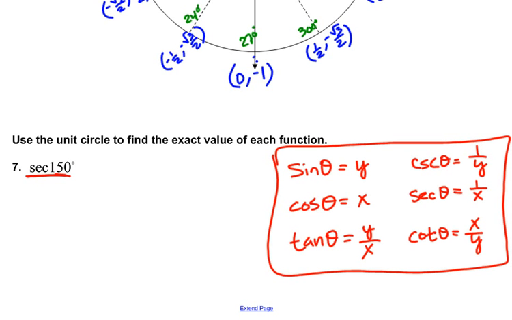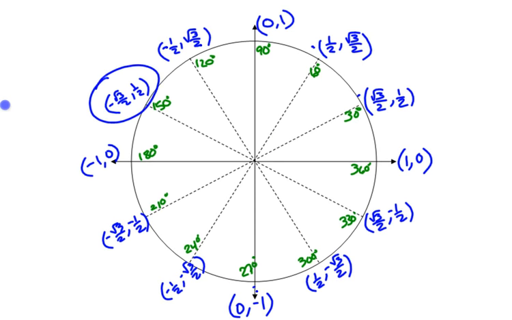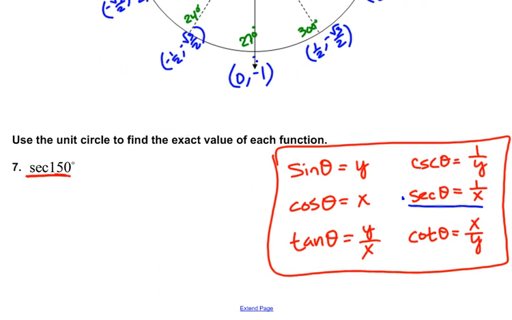So using this information, to find the secant of 150 degrees, we will simply identify that secant is the reciprocal of the x value. So we identify what the x value for 150 degrees is, and we can see that our x coordinate is negative square root of 3 over 2. So our secant is the reciprocal of negative square root of 3 over 2, which is also equal to negative 2 over square root of 3.